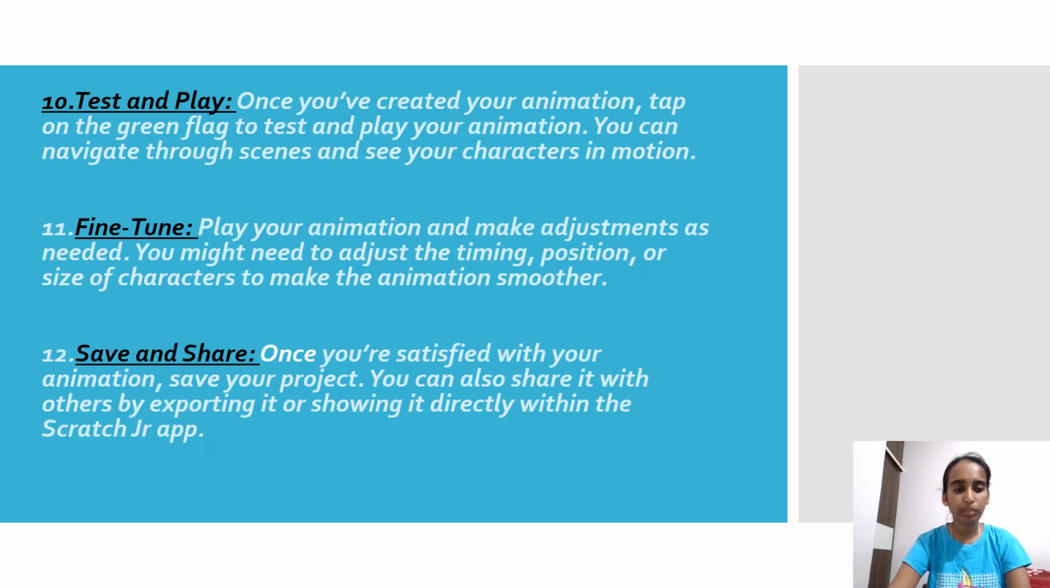Here is the 10th step. Test and play. Once you have created your animation, tap on the green flag to test and play your animation. You can navigate through the scenes and see your characters in motion. Fine tune. Play your animation and make adjustments as needed. You might need to adjust the timing, position, or size of the characters to make the animation smoother. Save and share. Once you are satisfied with your animation, save your project. You can also share it with others by exporting it or showing it directly with the Scratch Jr app.